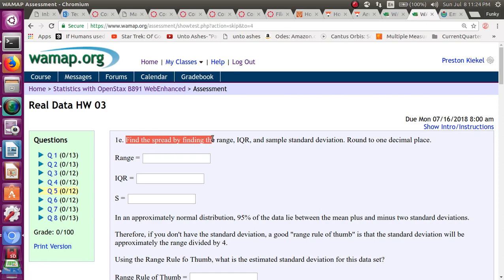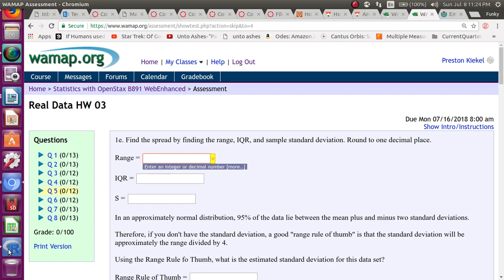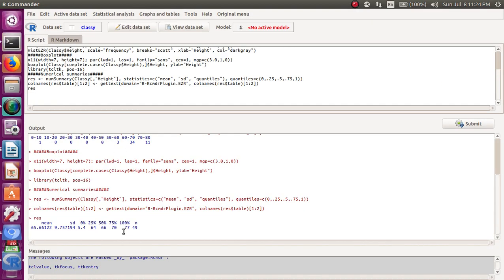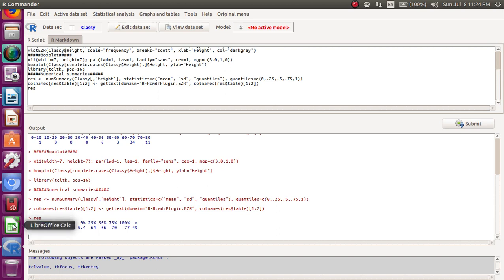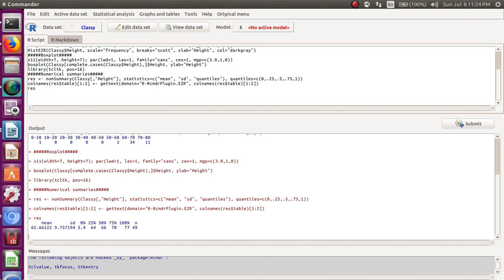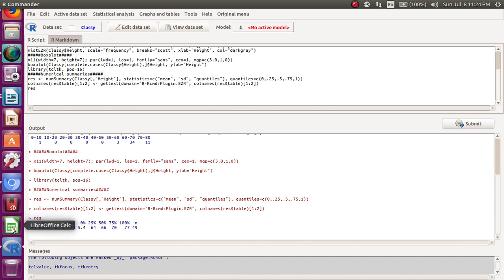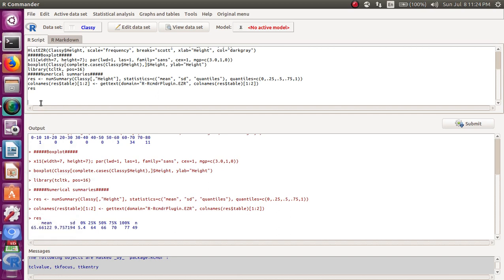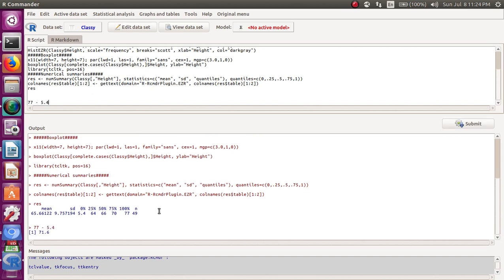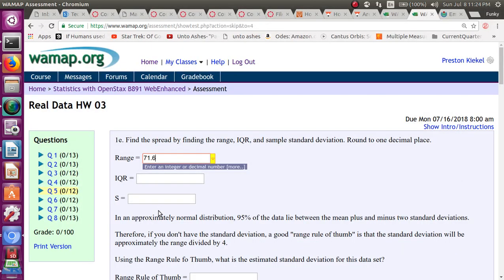Next, I need to find the spread. We already found the shape and center. We're going to do the range, the IQR, and the sample standard deviation. So the range, that's the maximum minus the minimum. I've got the 5-number summary here, so the maximum is 77, and the minimum is 5.4. We can go to any calculator that we like to do that. I'm just going to do it here in R, but you can do it in Excel or any spreadsheet you like or any calculator that you like. So 77 minus 5.4 gives me 71.6, and that's the range.